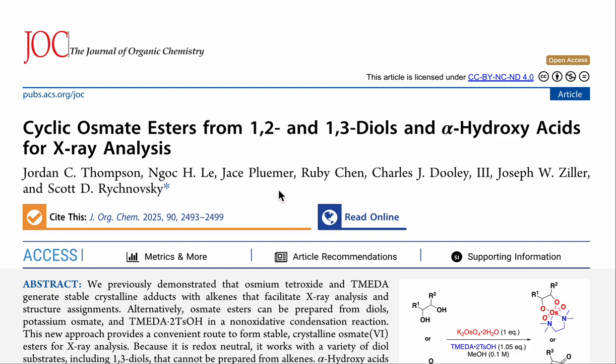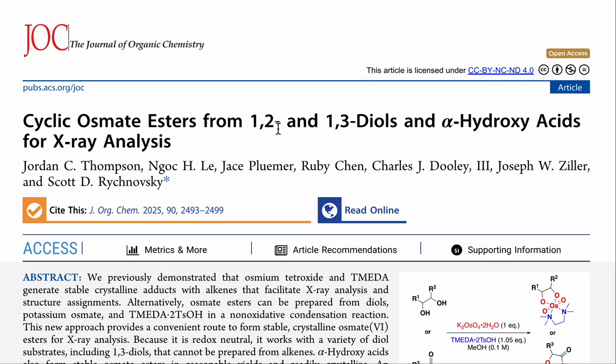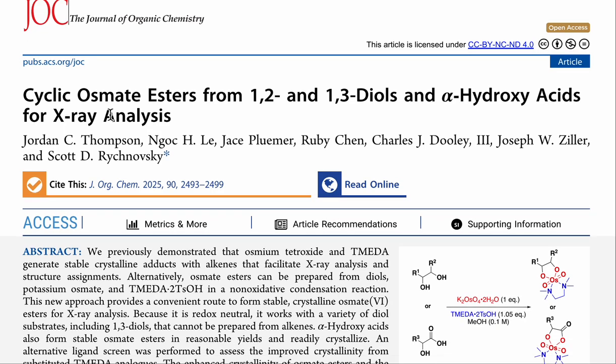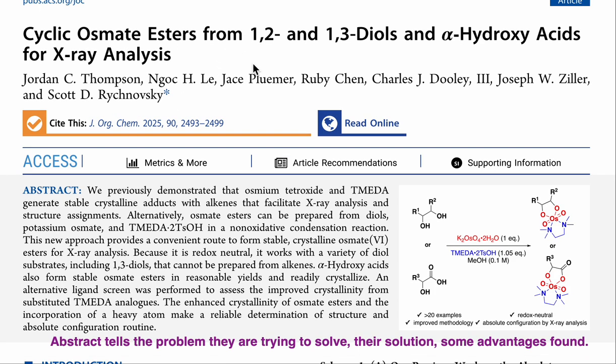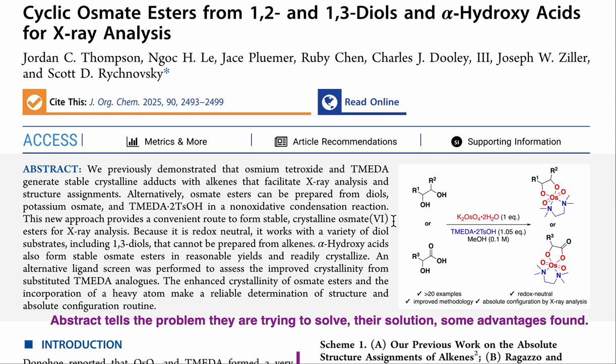So here is a sample article from the Journal of Organic Chemistry. There are lots of different chemistry journals out there. This one is dedicated to just organic chemistry articles. And this is a methodology article. This group is trying to make some cyclic esters from 1,2-diols, 1,3-diols, and alpha hydroxy acids. And they're trying to use them for X-ray analysis. So here's a little graphic scheme.